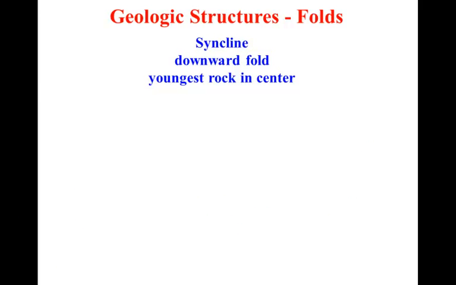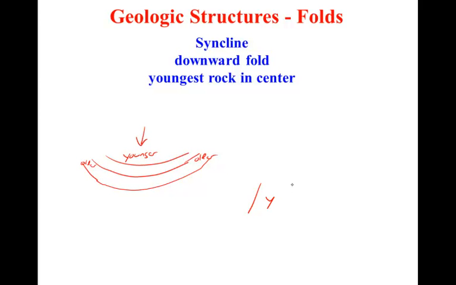A syncline is the opposite of an anticline. A syncline is a downward fold, which allows younger rock to accumulate in the middle with older rock on either side. What would a syncline look like on a geologic map? It would have the opposite age relationship as an anticline. In a syncline, we're going to have younger rock in the middle with older rock on either side.